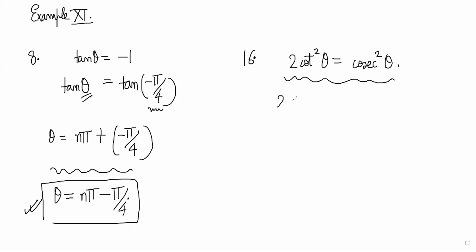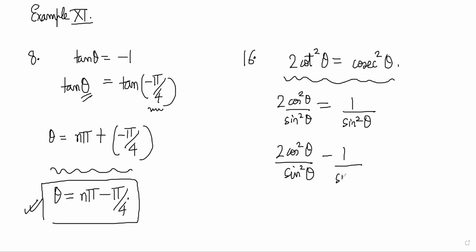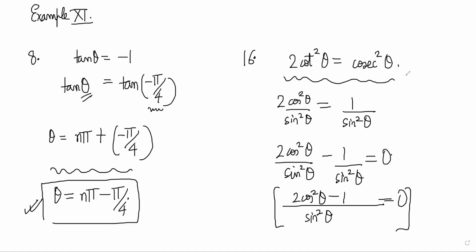So we'll say this is 2 cos square theta by sine square theta is equal to 1 by sine square theta. We will bring everything on one side. So we get 2 cos square theta minus 1 by sine square theta is equal to 0. So this will be 0 only if 2 cos square theta minus 1 is 0, right? So cos square theta is half. Only then this will be 0, right?